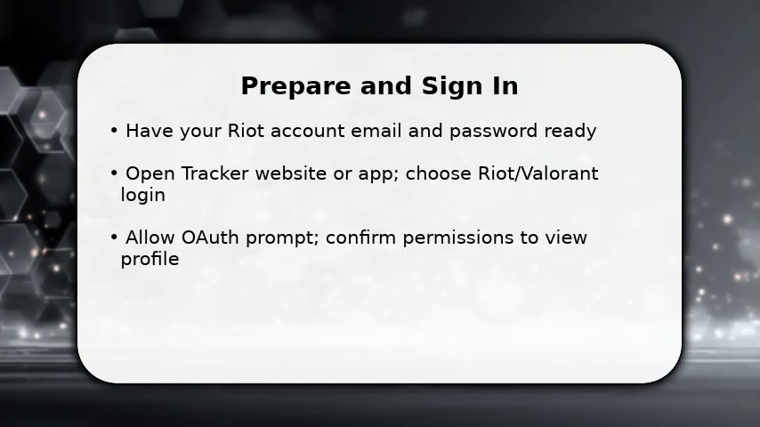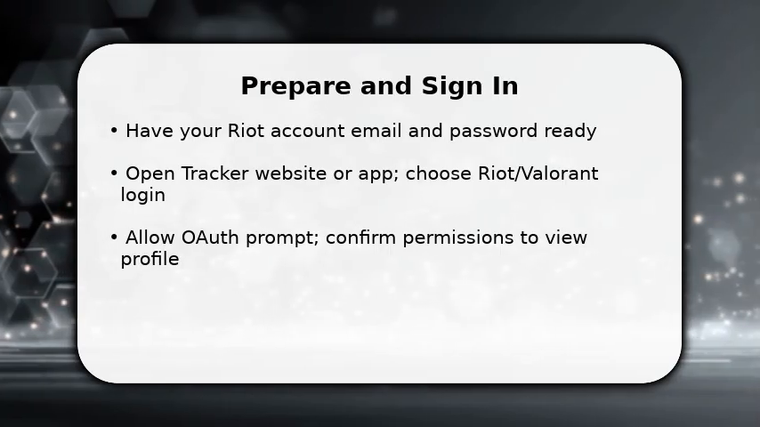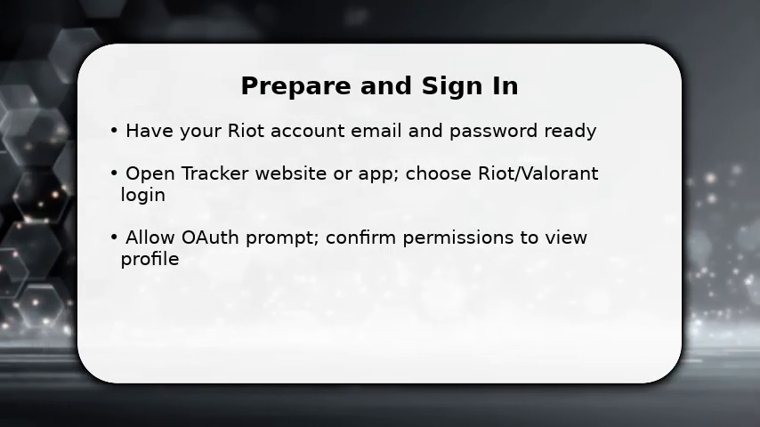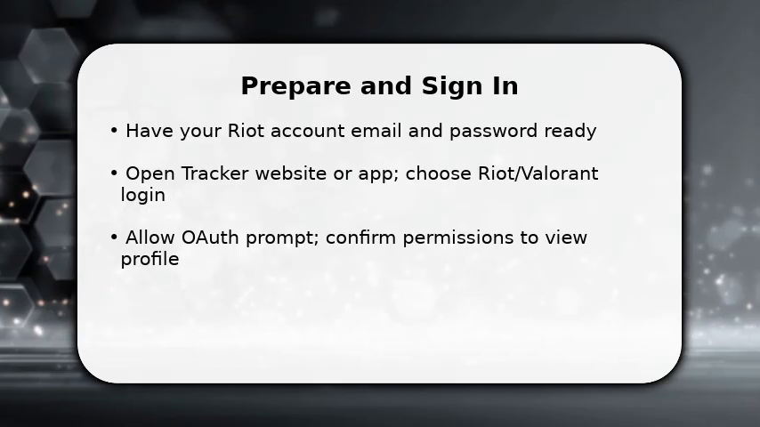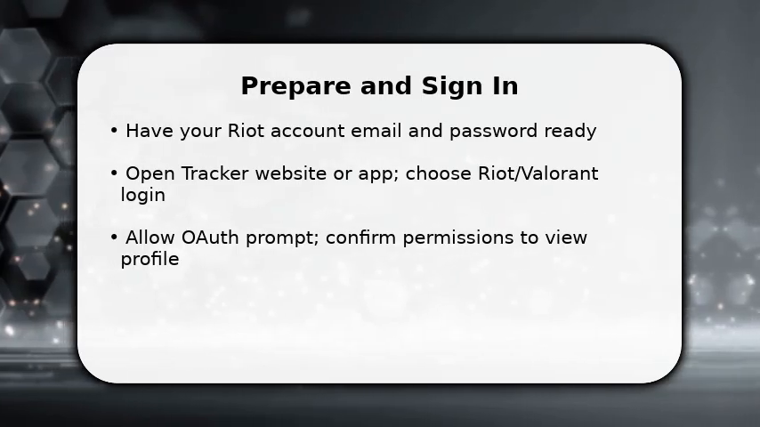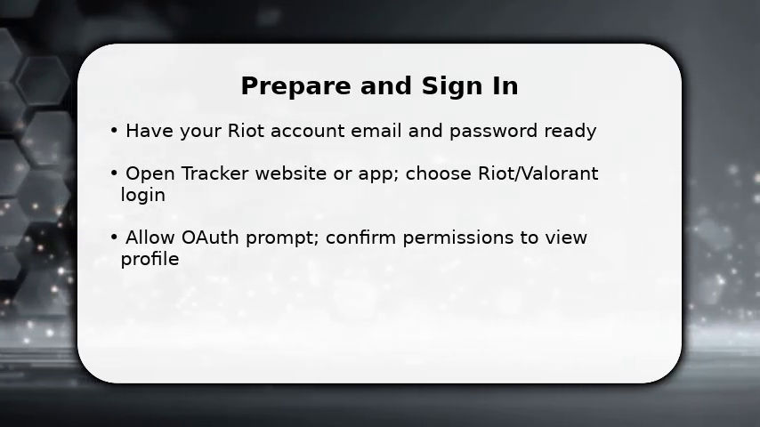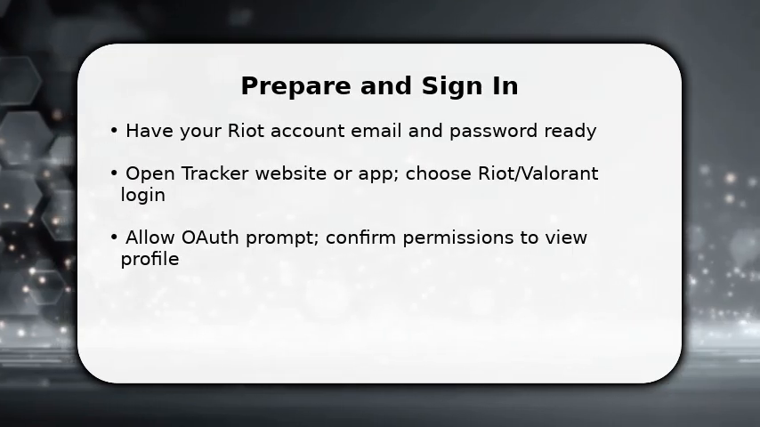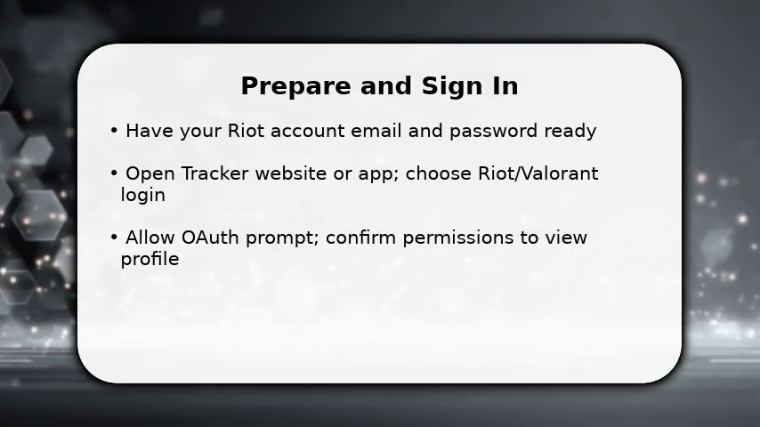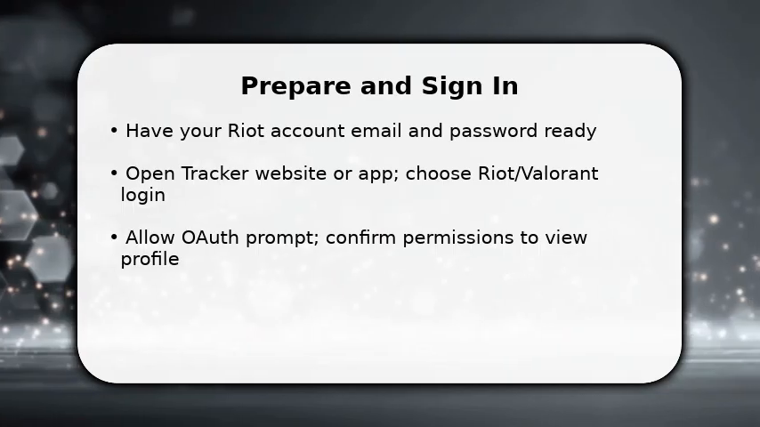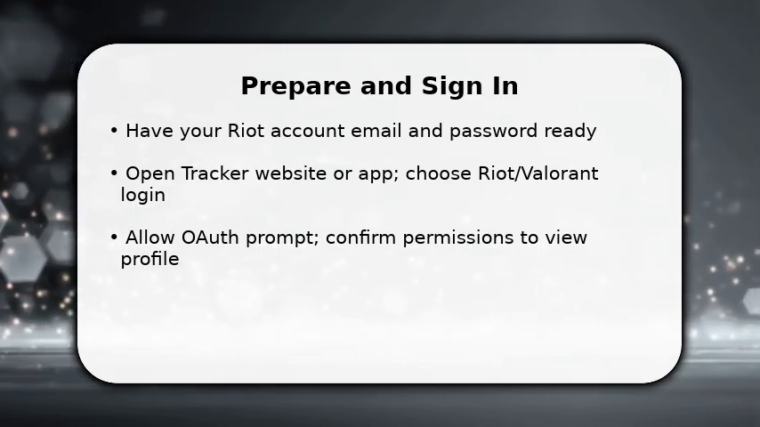You start by signing in so changes can apply to your profile. Open the tracker site or app and choose Riot/Valorant login. Once prompted, enter your Riot credentials and complete any two-factor steps. This verifies you own the account. Make sure you allow the minimal permissions the tracker asks for, because too many permissions aren't necessary.